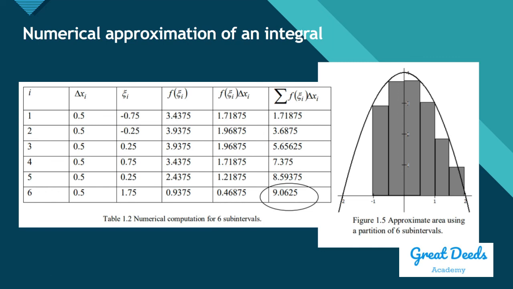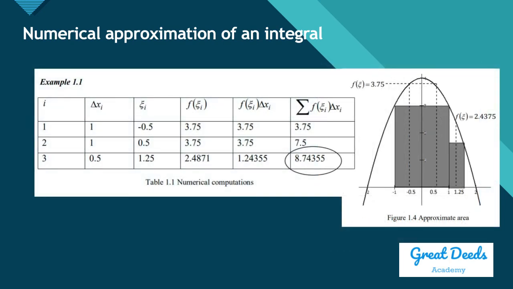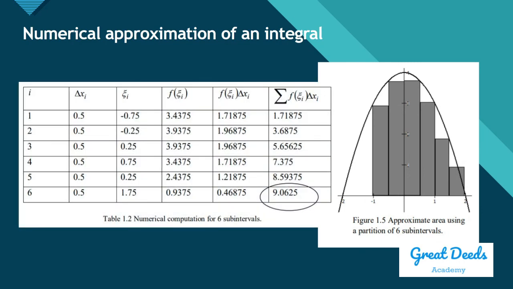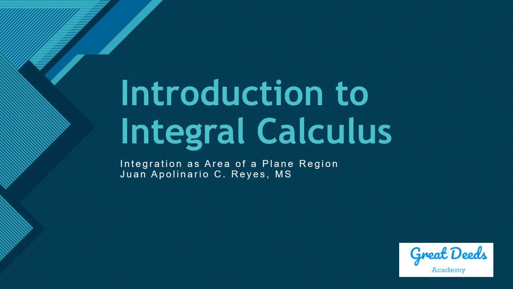Earlier our margin of error was something like 0.25. The true value of the area is 9. This one is 8.74. Using 3 partitions, our margin of error is 0.25, but by increasing it to 6 partitions, we get 9.06. The margin of error is now reduced significantly to 0.06. So that is basically one idea behind integral calculus, to obtain the area of a region that is bounded by curves.